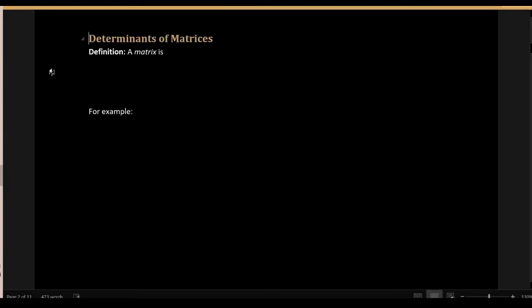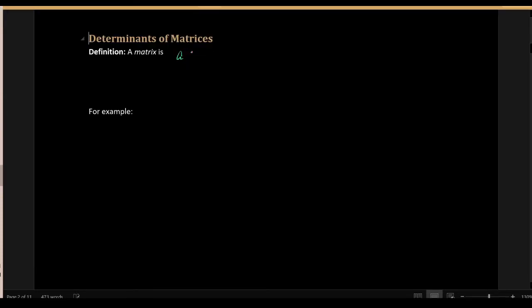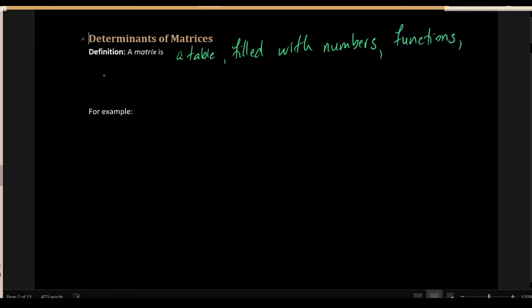Alright, so to get started, I want to talk to you about matrices. And a matrix is just a table of stuff. A table filled up with potentially numbers, might have functions in it, might have vectors in it, or some combination thereof.